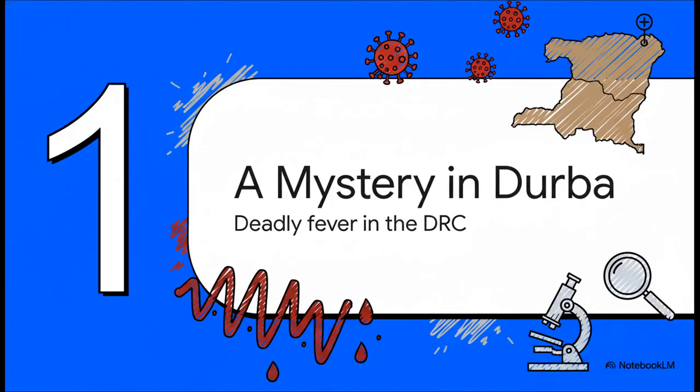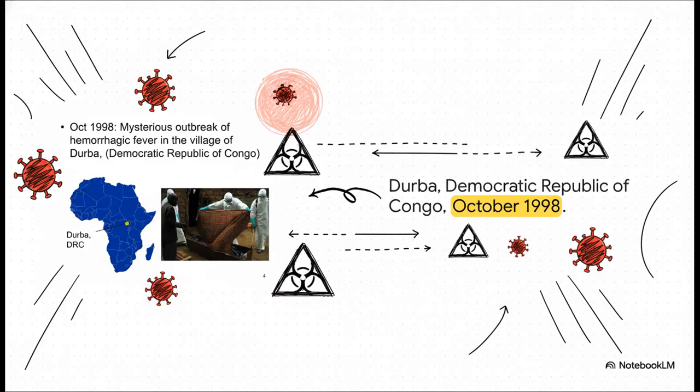Okay, so our story kicks off in October 1998. Word starts spreading from a village called Durba in the DRC, and the news is not good. There's a mysterious and absolutely terrifying illness. People are suffering from a severe hemorrhagic fever, and at this point, nobody has a clue what's causing it. And this is what it looked like on the ground.